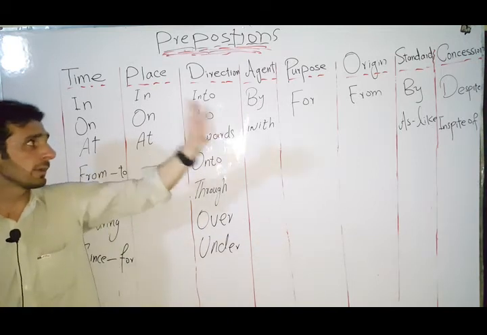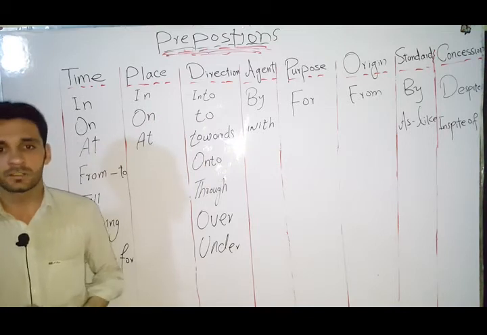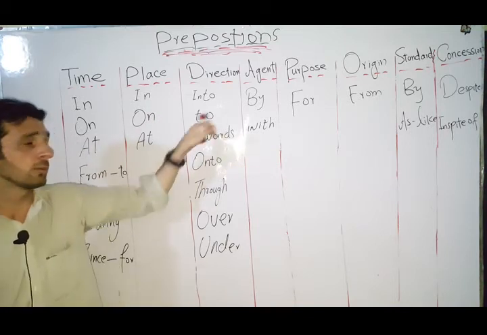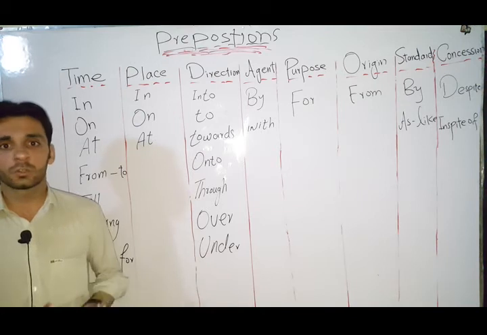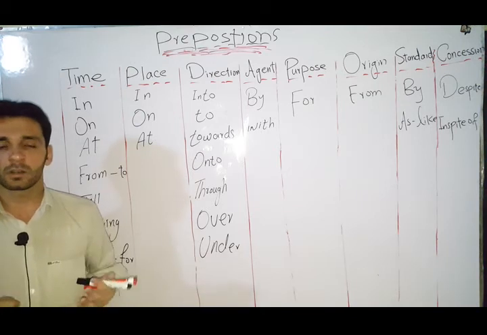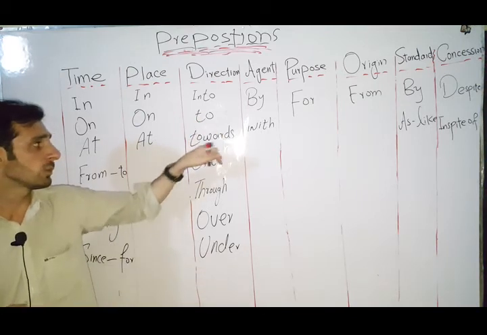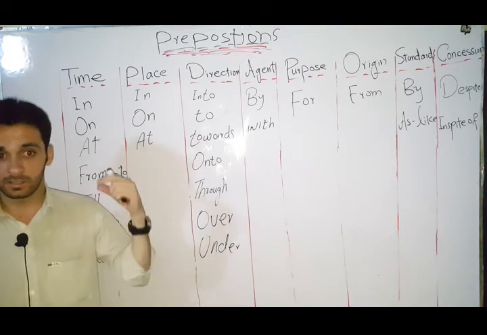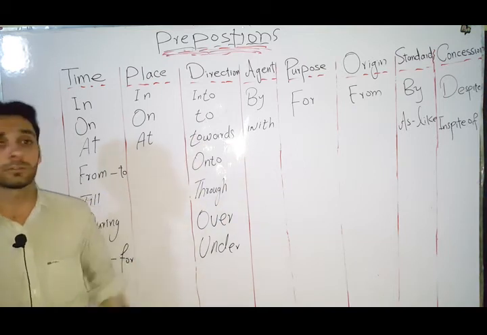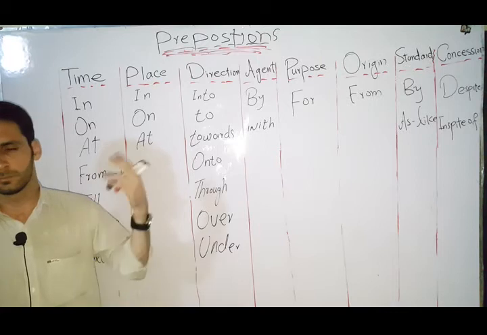We use to when we are heading towards our destination. So when we were going to the table which we booked for our dinner, we use to, and if we want just to mention direction, we will use towards. We were going towards the washroom.